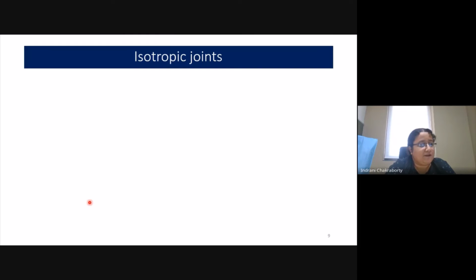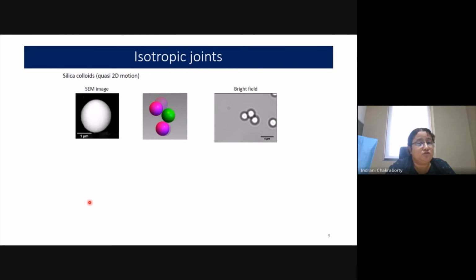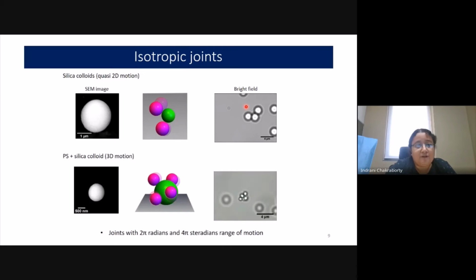So now that we have our colloidal flexible connections, let's make a few joints with them. The first thing that comes to our mind is this spherical joint that I showed you earlier, where the particles have 2 pi radians of motion, limited only by the geometric constraints present in the system. This is in quasi 2D. So if we use lighter particles, for example, polystyrene particles in silica, then the motion will be in 3D, completely on the surface of the core sphere. So this is like a ball joint.